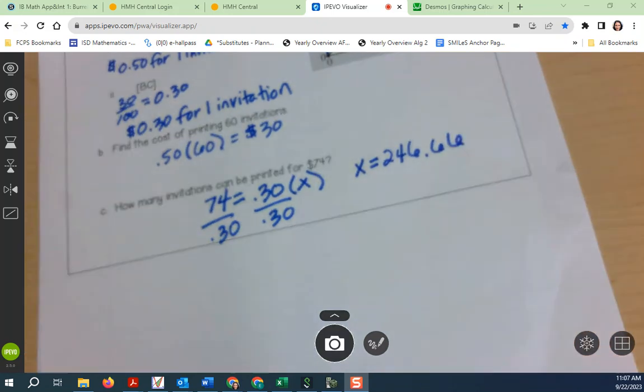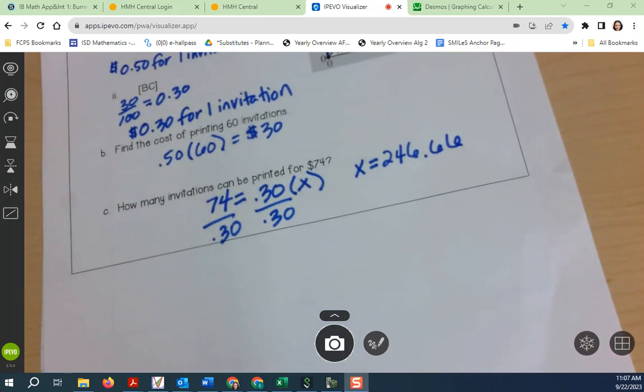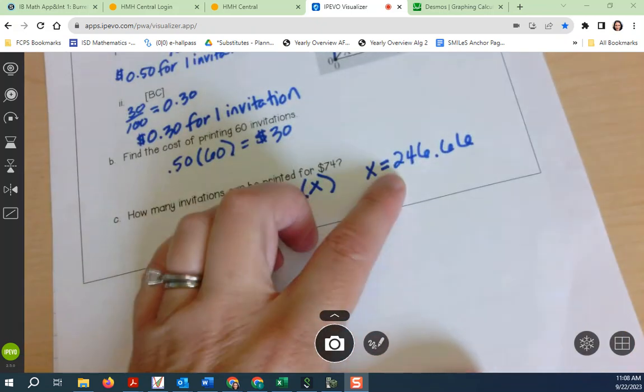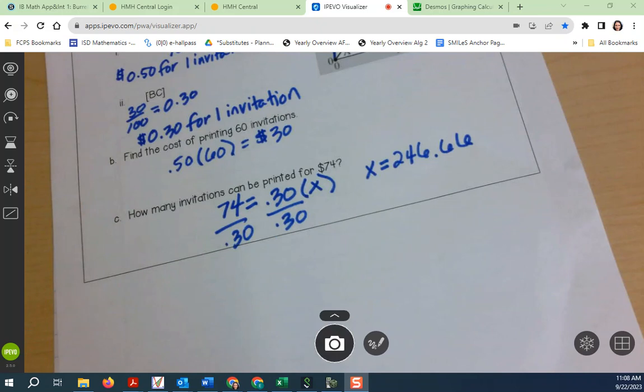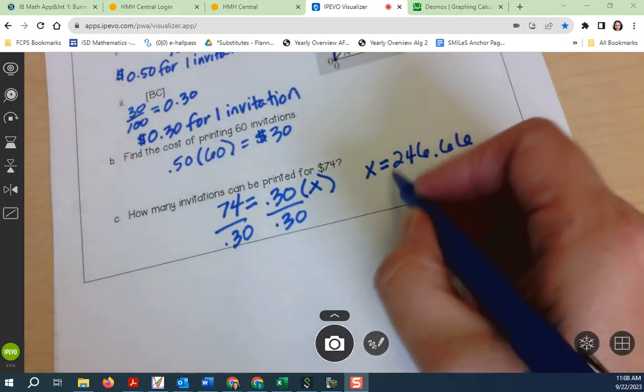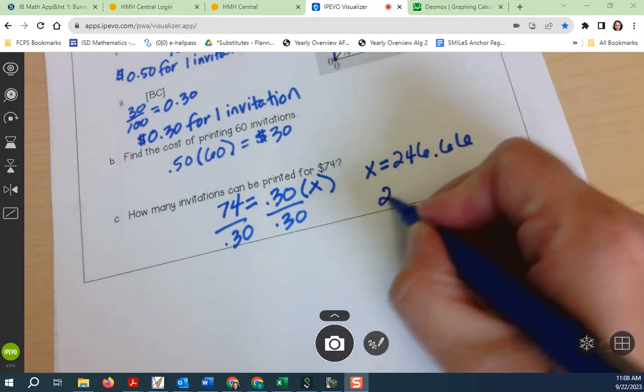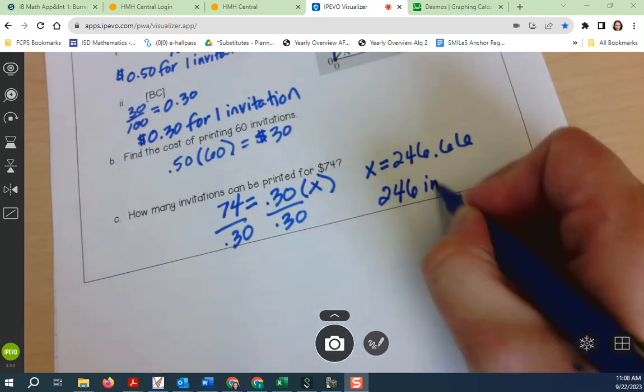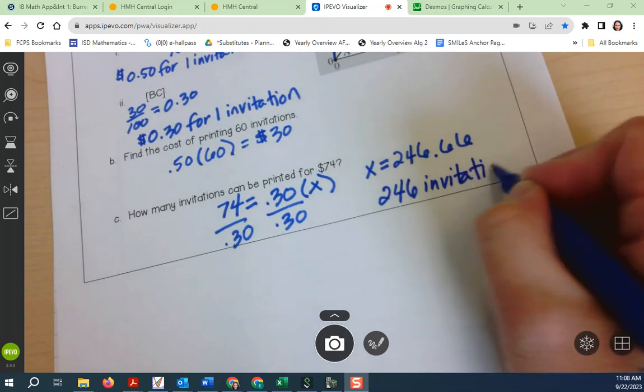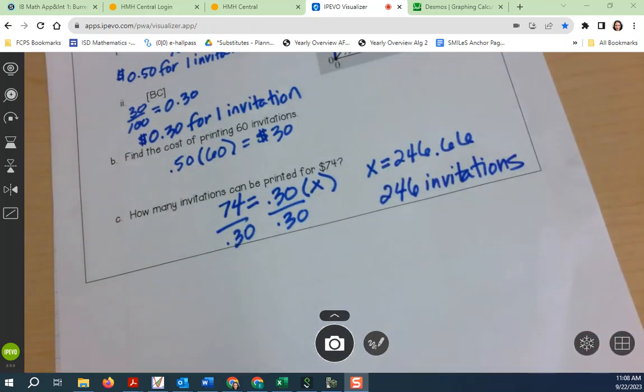All right, so that's not my final answer, obviously. Can you get 0.66 invitations? Do you have enough money for 247 invitations? No. So you can print how many? 246. So normally, like in math world, this would round to 247. But you have a limit on your money, so you can't spend more money than what you said. So I can buy 246 invitations. Okay, we did it.